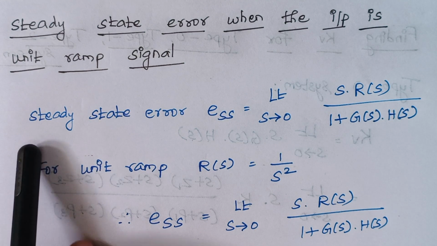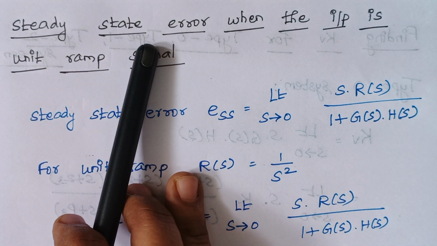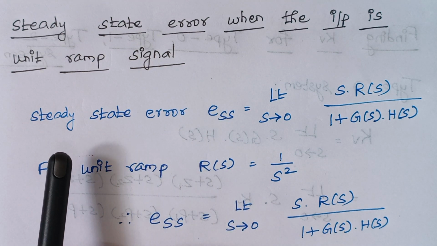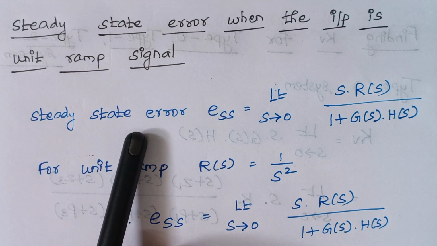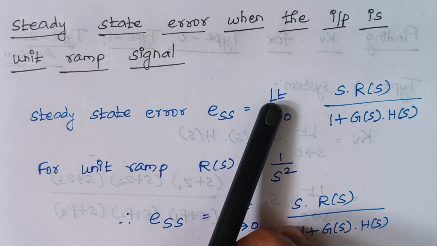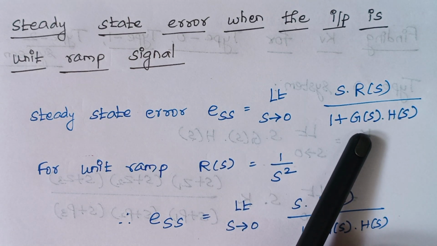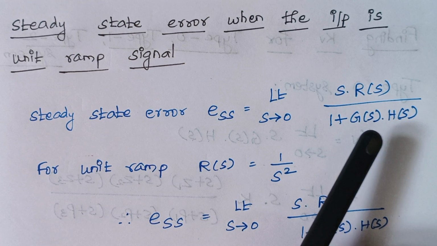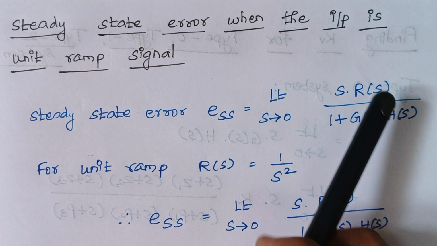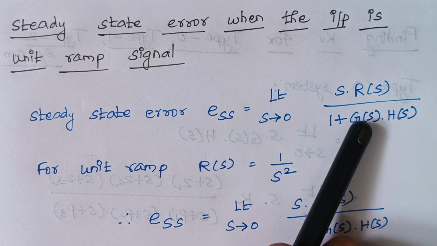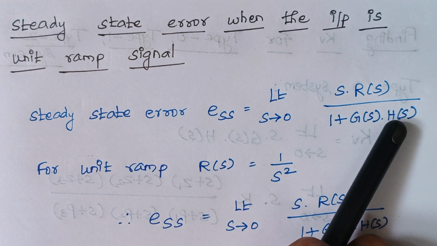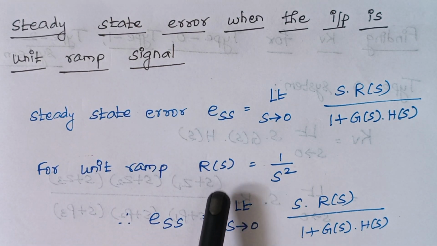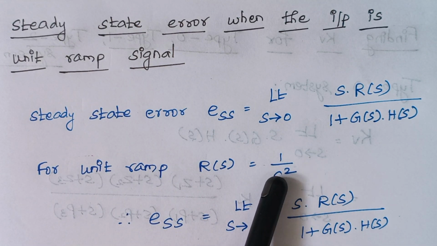Today we are going to see the value of steady state error when the type of input is ramp signal. As we all know, the formula for steady state error is ESS is equal to limit s tends to 0, s into R of s divided by 1 plus G of s into H of s. Here R of s is your input, G of s is the feed forward element and H of s is the feedback element. For unit ramp signal, the value of R of s is 1 by s square.